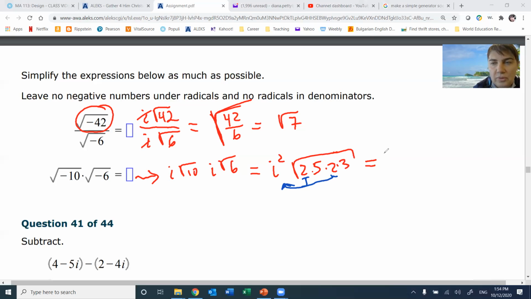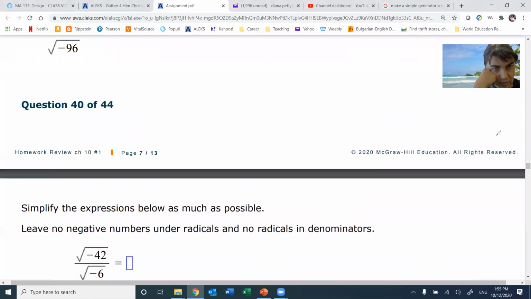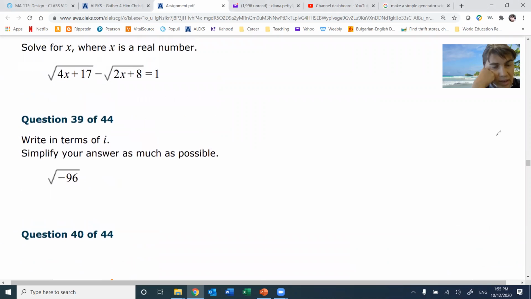So I'm going to leave the i squared so we can finish this. So does that go to negative? So this 15, yeah, it's going to be negative. So the whole thing would be negative 2 square root of 15, right? Because 3 times 5 is 15. So that's it. This one is super easy. This is not hard. The imaginary numbers, the complex numbers are not hard.